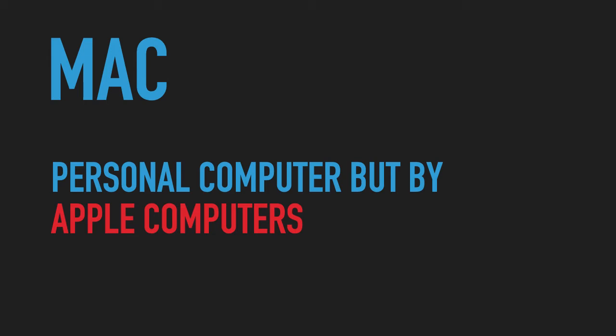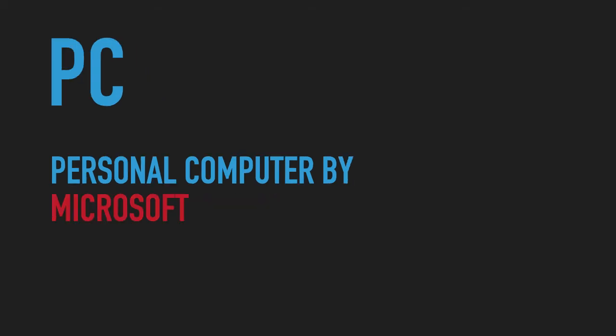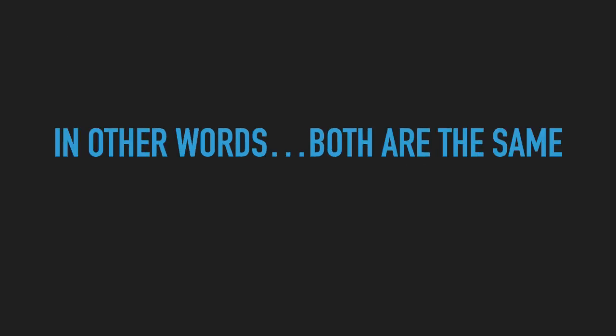But usually if you have a Macintosh computer or an Apple computer, you don't really say, I have a PC computer. You just say, I have a Mac computer. Or if you have a PC computer, means you have a Microsoft operating system computer, okay? So don't get confused. In other words, they're both the same.